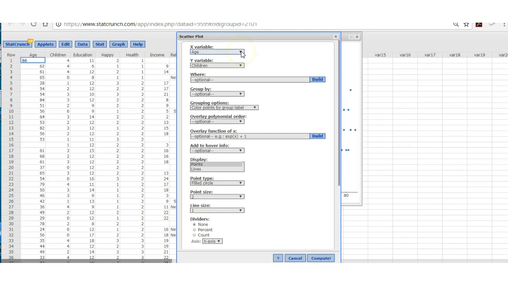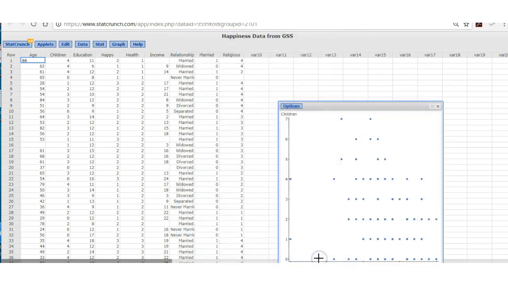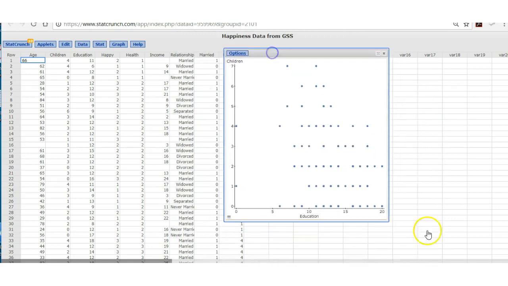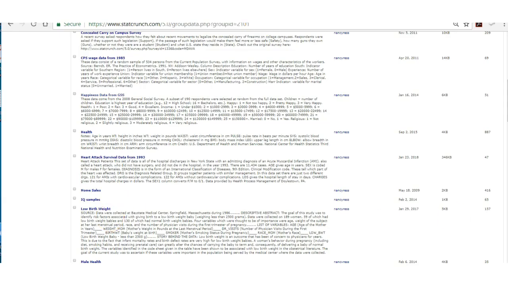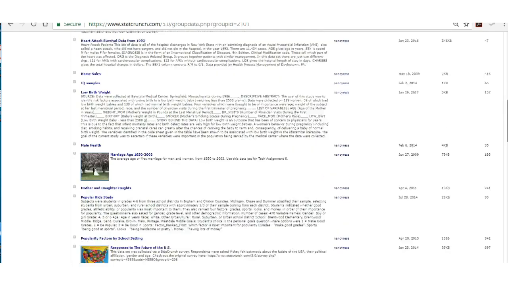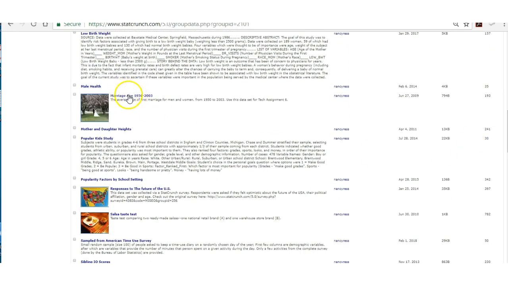So this is a place where we had 2 quantitative variables, but the scatter plot really isn't very useful. And we could try education and children. Those were also 2 quantitative variables. But this really isn't showing us anything very good either. Well, let's look at a different data set. We're going to look at the one called Marriage Age 1950 to 2003.